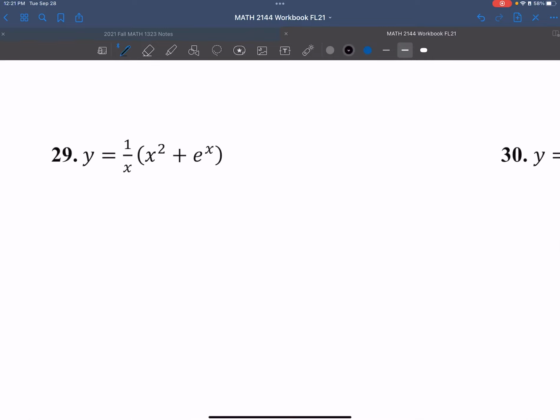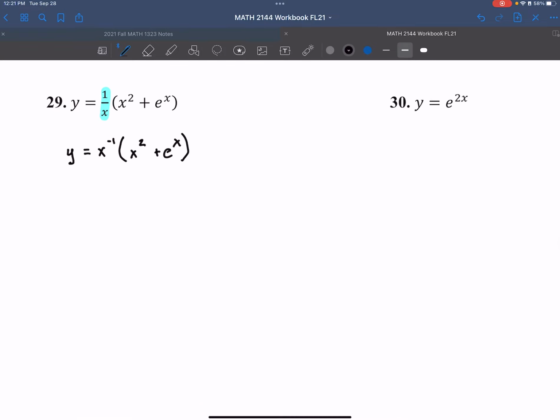On 29, I'd recommend to do something with this 1 over x first. In this case, I'd recommend y is equal to x to the negative 1 times x squared plus e to the x. Have I taken the derivative yet? No, I've just done a quick little algebraic step to make it easier to use the power rule.